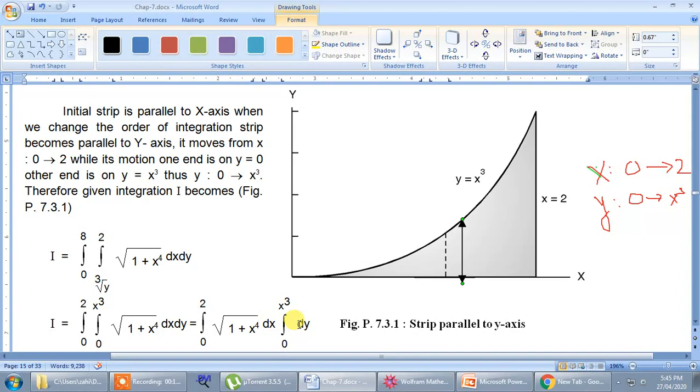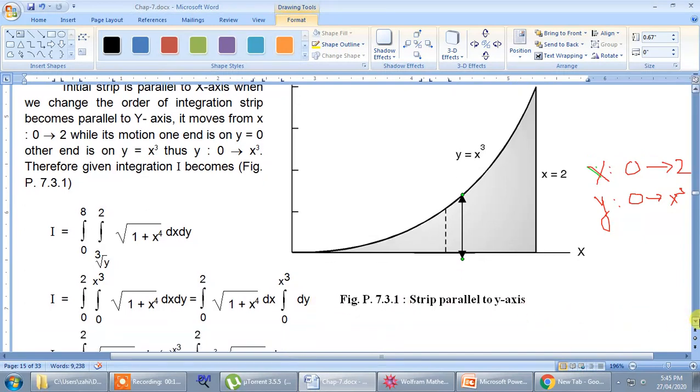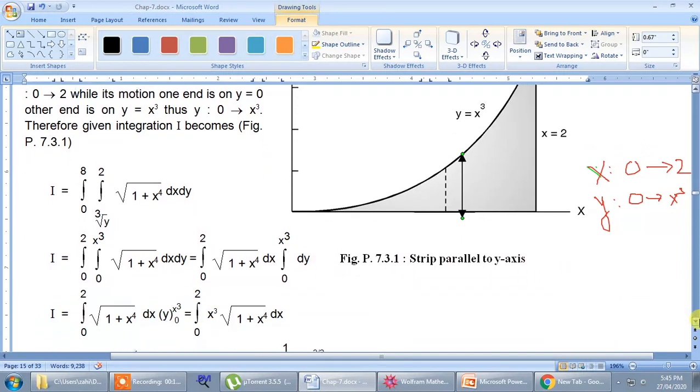Only dy, and the integration of dy is y. If you put the upper limit, we get y cube, and if you put the lower limit, we get 0. For y, if you put x cube, we get x cube minus 0, that is x cube. Now we got the integral from 0 to 2 of x cube under root of 1 plus x raised to 4 dx here.